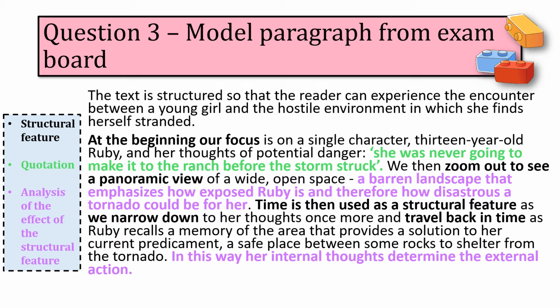We then zoom out to see a panoramic view of a wide open space, a barren landscape that emphasises how exposed Ruby is and therefore how disastrous a tornado could be for her. Time is then used, so I've got another structural device there, time. I've gone from the zoom out and the panoramic view and I've now shifted to time. Time is then used as a structural feature as we narrow down to her thoughts once more and travel back in time as Ruby recalls a memory of the area that provides a solution to her current predicament, a safe place between some rocks to shelter from the tornado. In this way, her internal thoughts determine the external action. So the key part of this is what is happening in each section and why.